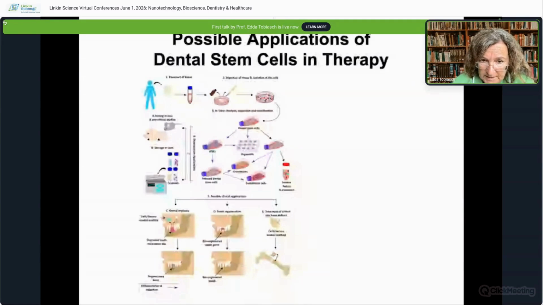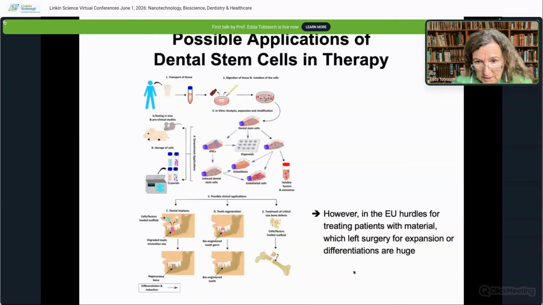If you think about possible clinical applications, you can use a biomaterial which is loaded with these cells, as I just showed you before. You can also use dental implants, a scaffold used with these factors to regenerate bone, and maybe in the future even go for tooth regeneration. However, I have to say that in the EU, the hurdles to use material which left surgery for expansion and differentiation are huge. And this is the end of my talk.